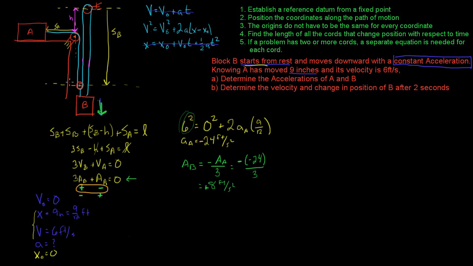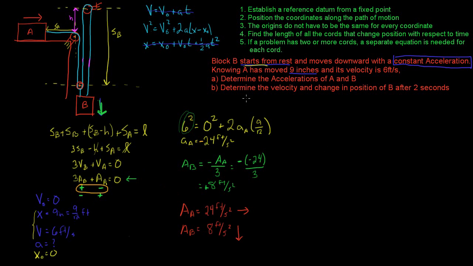So this means that B is moving down and A is negative, so A is moving to the right because it opposes our positive convention. So the acceleration of A is 24 feet per second squared to the right, and the acceleration of B is equal to 8 feet per second squared down.